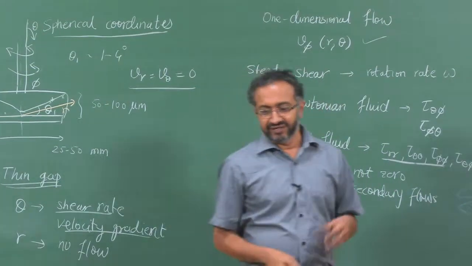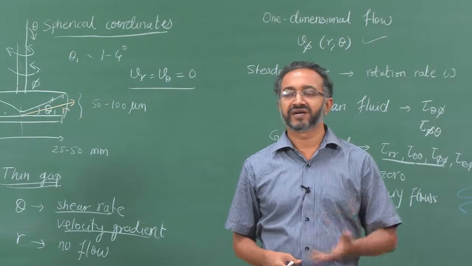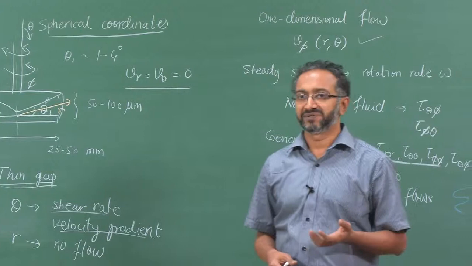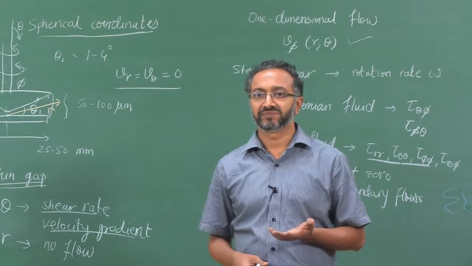So, again in this case also, one can think of the same question: how would the measurements be affected if the instrument is not able to reach the set value? So, if let us say we say it should rotate at 100 rpm, but it is rotating at 98 rpm, then clearly the measurement will be off.